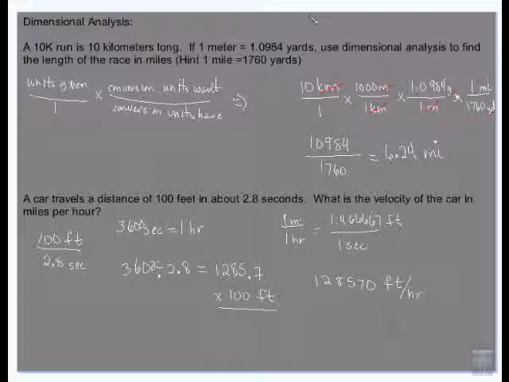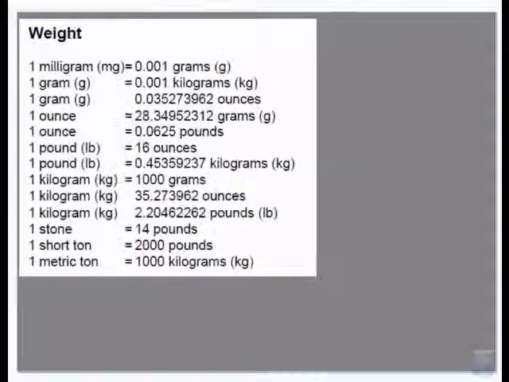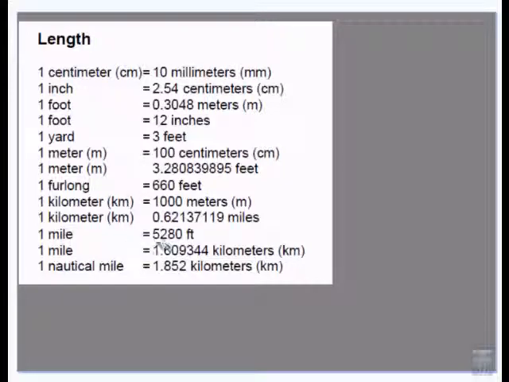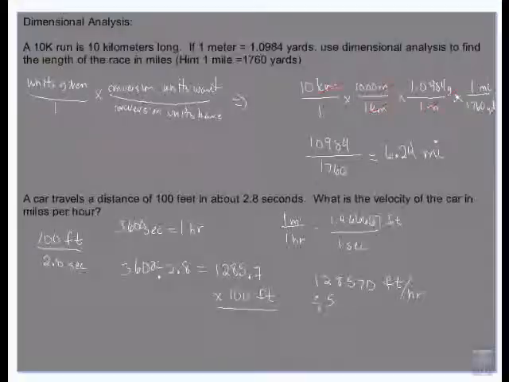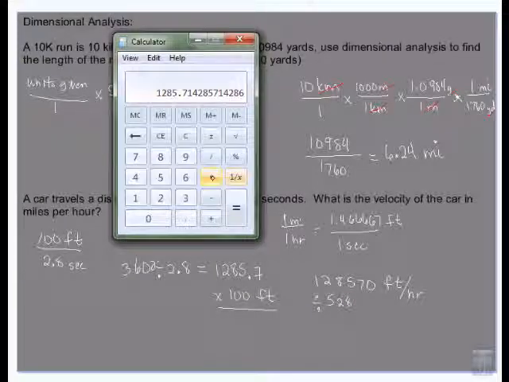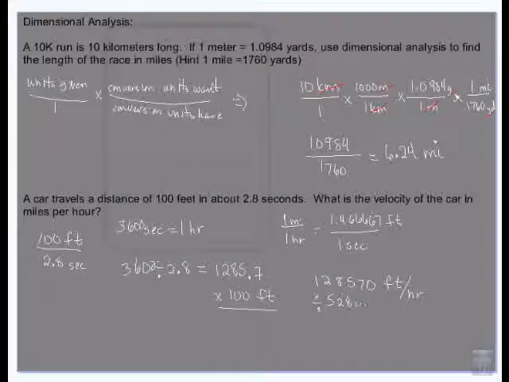Anybody know how many feet are in a mile? 1 mile, 5,280 feet. I think I have it. So I divide this by 5,000, what was it, 280? Yeah, that's on the website. So I divide that by 5,280. I've gone 24.35 miles per hour.